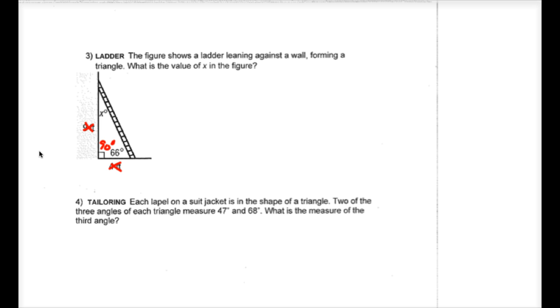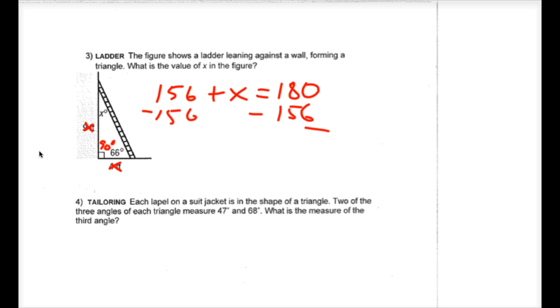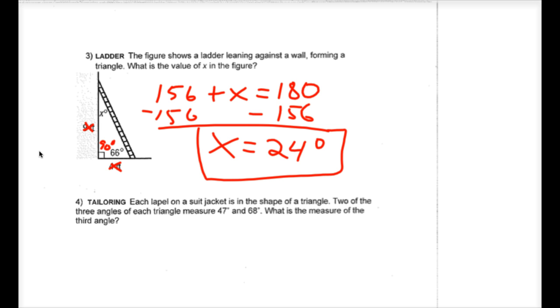90 is only 10 away from 100. 156. So it should be 156 plus x, or you could have written x plus 156. Remember, addition has that commutative property, and the angles add up to 180. Subtract 156 from both sides. What's 180 minus 156? 24. 24 what? Degrees. Label it.